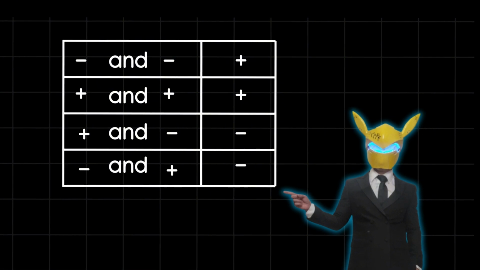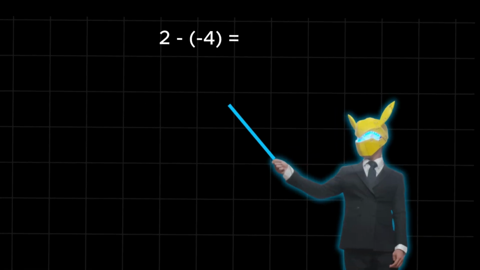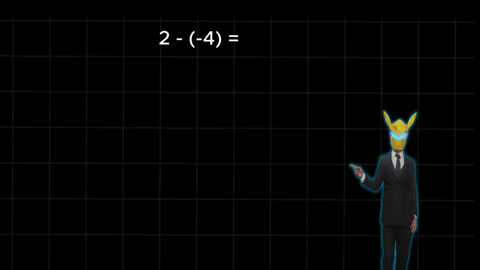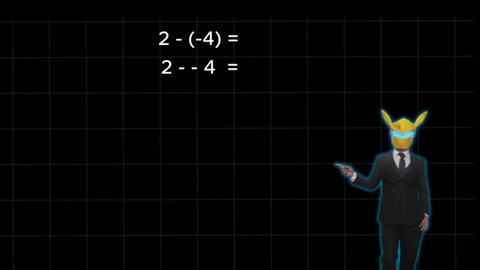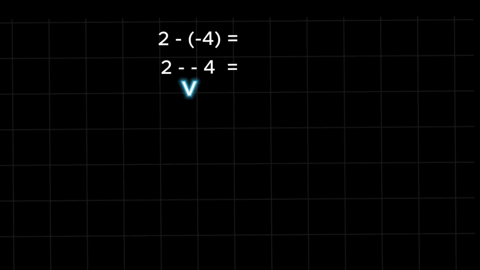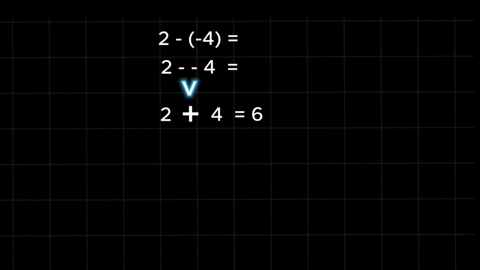At the end of this, I'll show you a chart, and this should help you remember all the rules I'm about to show you. Next one, 2 minus minus 4 in brackets. Simplify this to the next line, we get 2 minus minus 4. We have a minus and a minus next to each other, so that gives us a plus. 2 plus 4 equals 6.